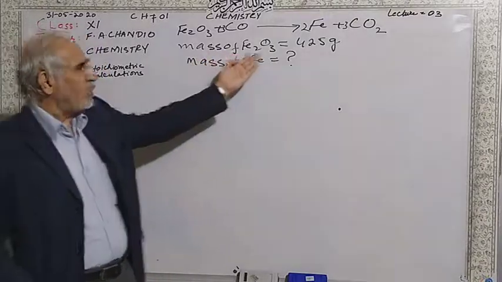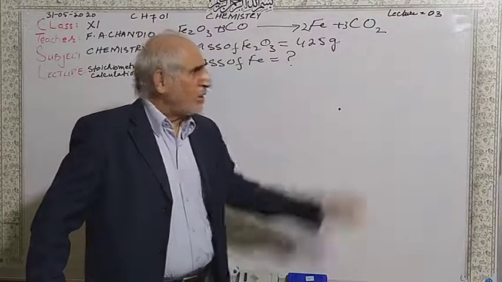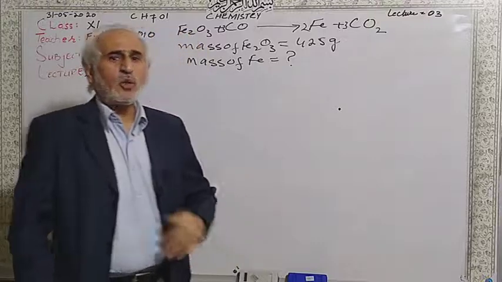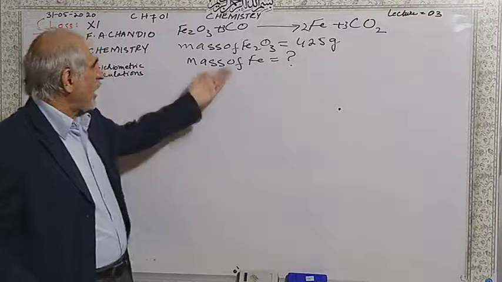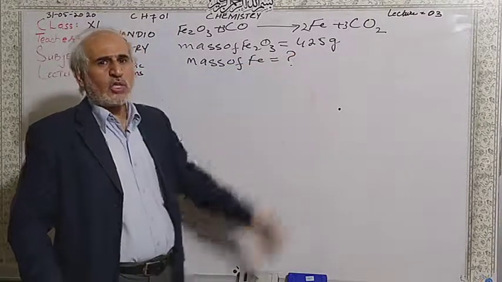If I use the mass to mass method, this is very simple. Within 2-3 lines it will be completed. But if I use the moles method, then I use an indirect one. So first I have to change these grams into number of moles.